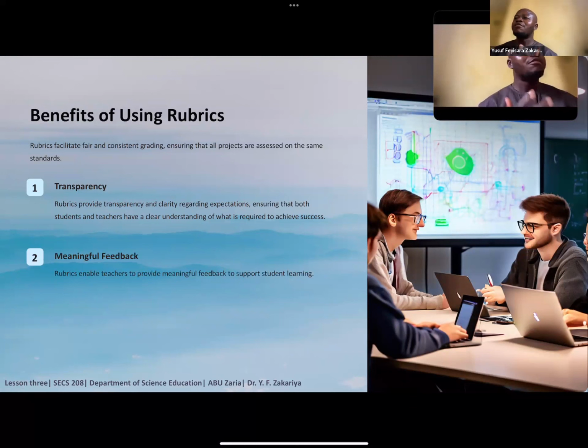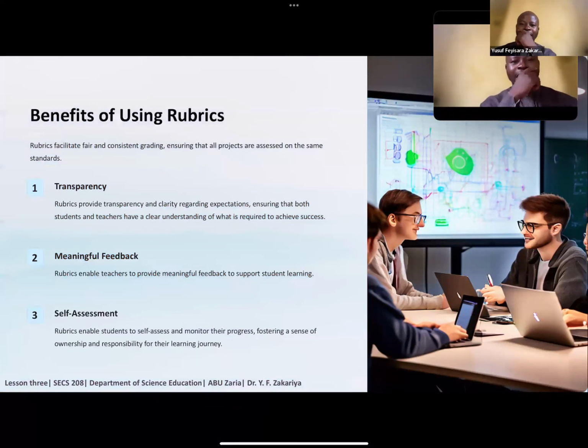Number two, it gives meaningful feedback. Rubrics enable teachers to provide meaningful feedback to support student learning. Because by looking at this, you know, okay, this is what they want me to do, and this is how I can plan my way. Okay, I've achieved the first one, tick. The second one, tick. The third one, no, I'm not yet done with this one. Until you tick everything. So it allows for that. Then it allows again for self-assessment. Because you are clear with the criteria, you can even assess yourself. You don't have to wait for the teacher to assess you.